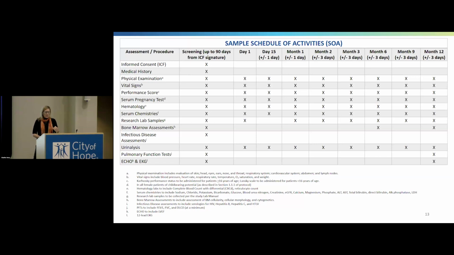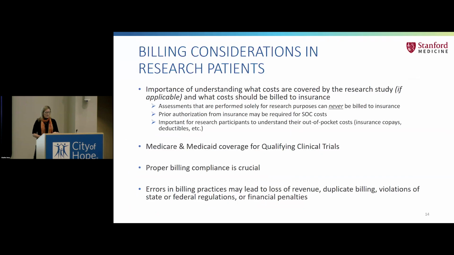So we'll talk a little bit, I think, in this slide about the importance of billing. When I was a clinical nurse and nurse practitioner for many years, this was something completely outside of my scope and my understanding. But as I've worked a little bit more on the clinical side with some of the research patients, and now on the research side, I'm learning a little bit more about the billing process, and it's a very complicated process.